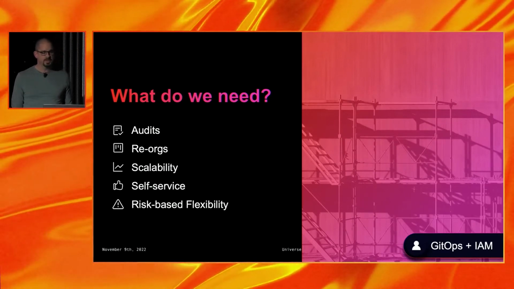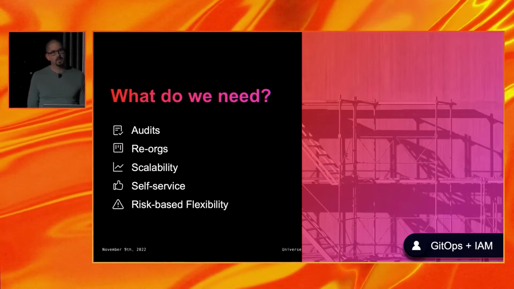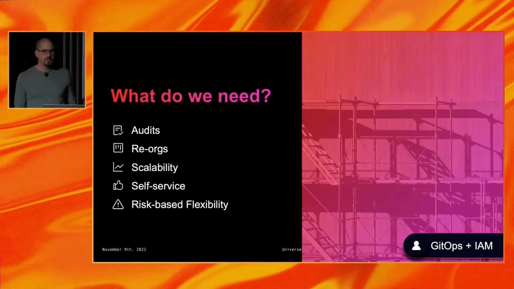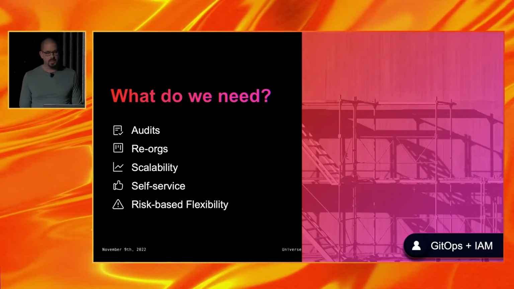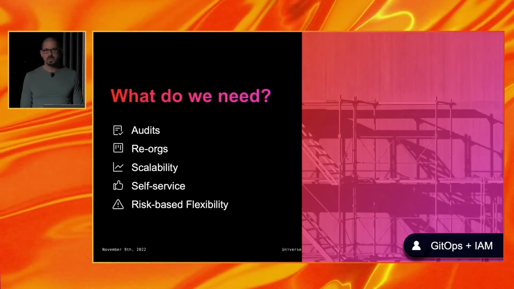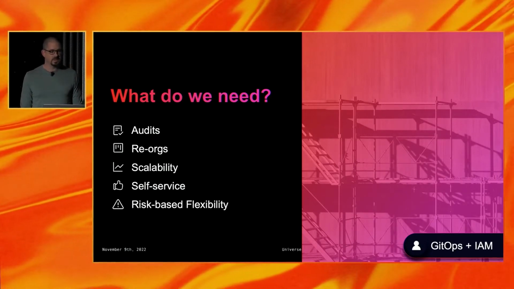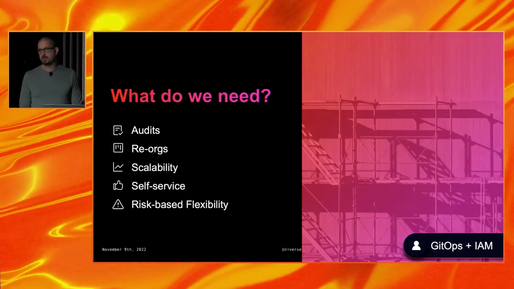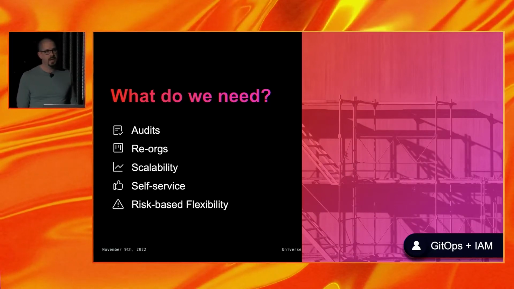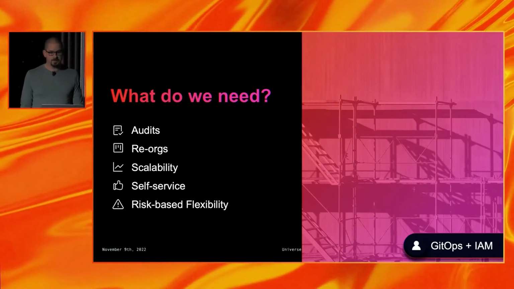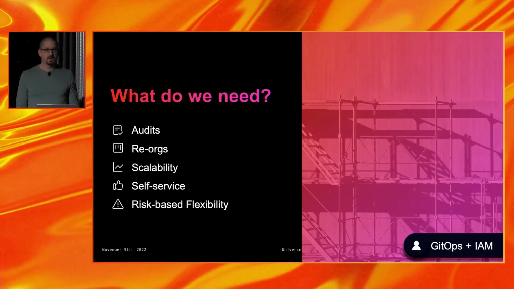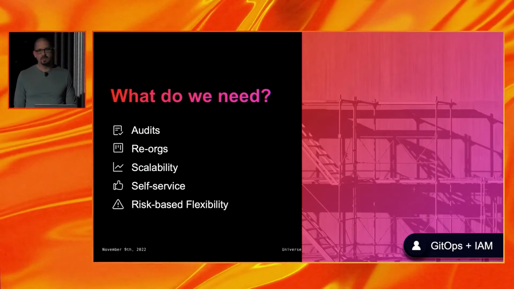So we were thinking about this. What are the requirements? How are we going to approach this? We need to be able to show compliance in audits. We need to be able to handle things like reorgs. We need transparency and scalability, but we also need to handle risk. Not all the things that we're providing access to are the same risk level. And so we landed on being able to do this inside of Git.